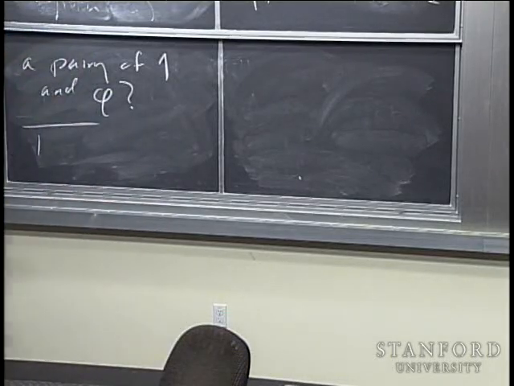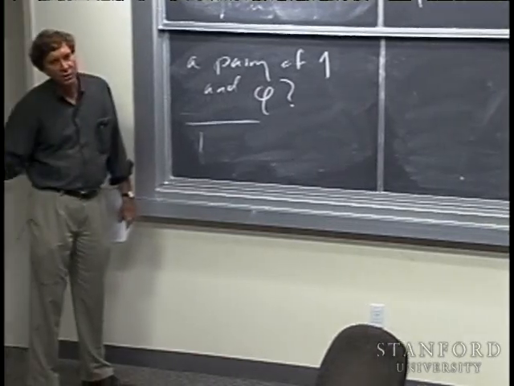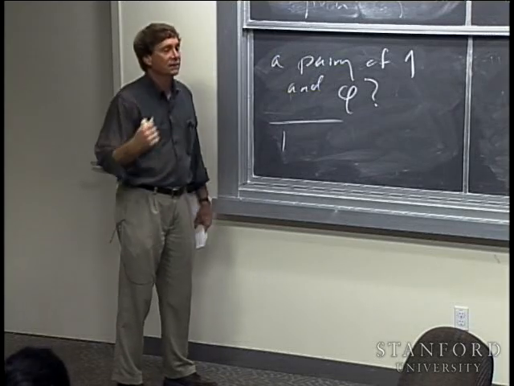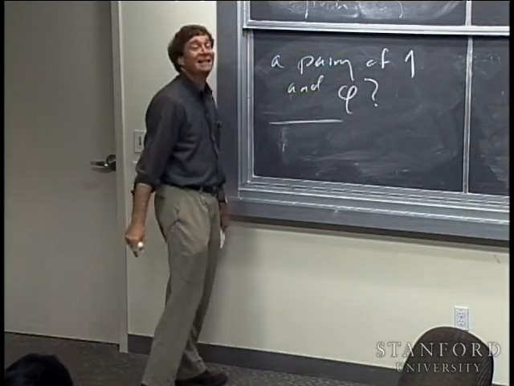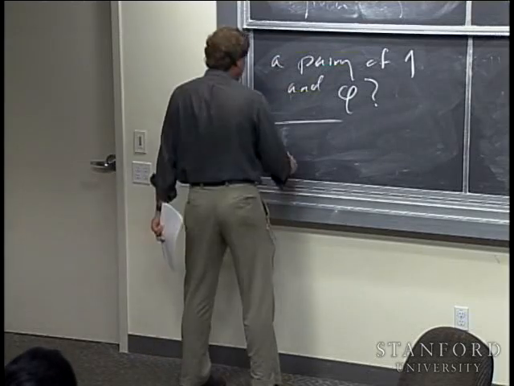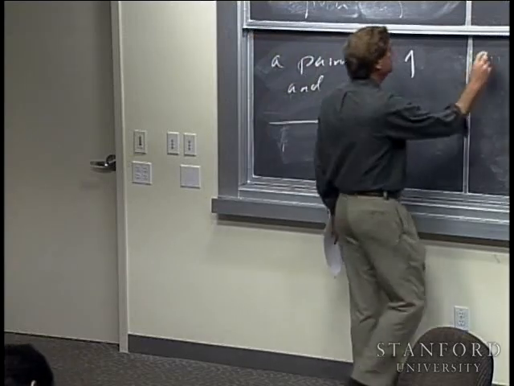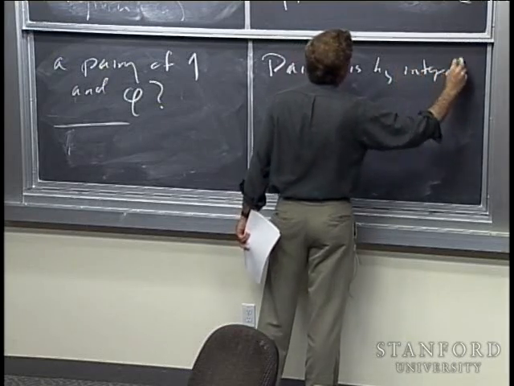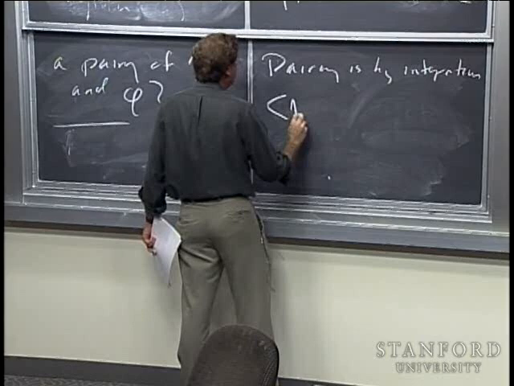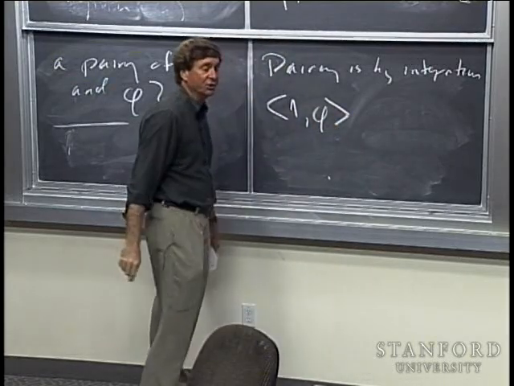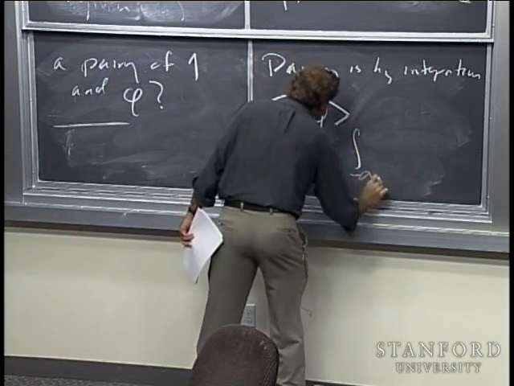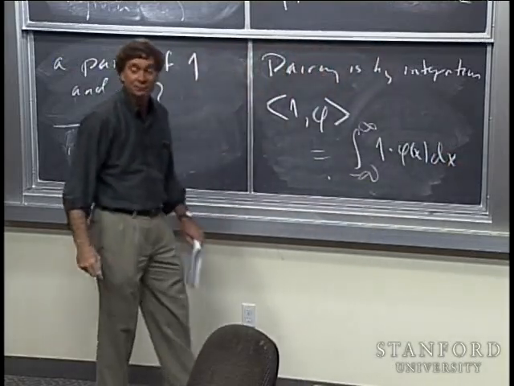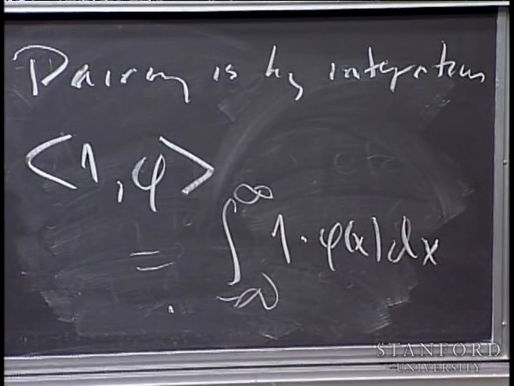To pair 1 and phi, I have to get a number. A distribution operates on a function to produce a number, and this is what you have to say to yourself. It has to be linear, it has to be continuous. So 1 has to operate on phi somehow to produce a number, and the pairing is by integration. Here's my definition: 1 pairs with phi as the integral from minus infinity to infinity of 1 times phi of x dx. A lot of big build-up for a very simple definition. But sorry, that's what it is.